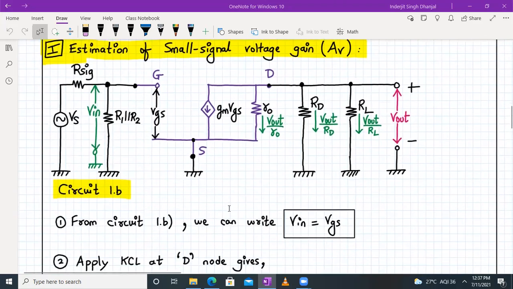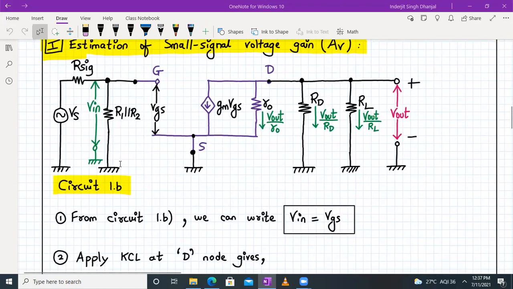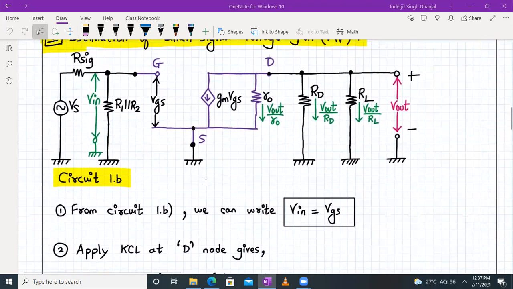Now this is circuit number 1B. So from 1B, can we write V in is equal to VGS? Yes, because they are in parallel. So if you see carefully, V in is in parallel with VGS. So that's a very good smart observation.